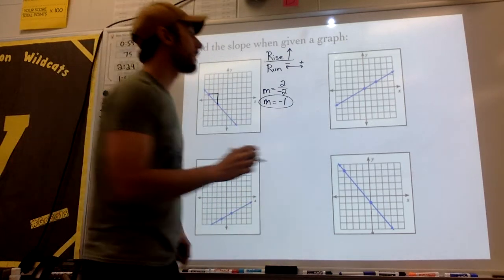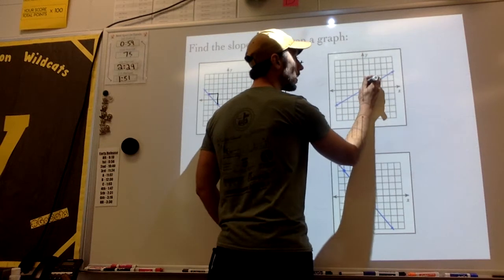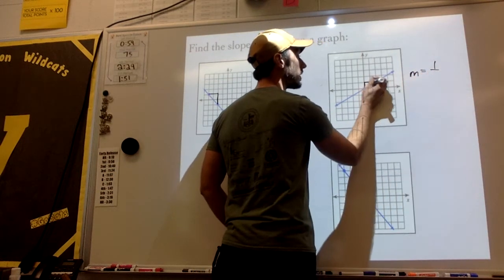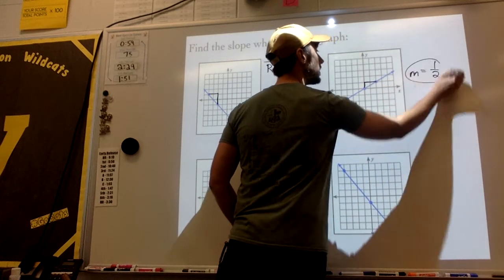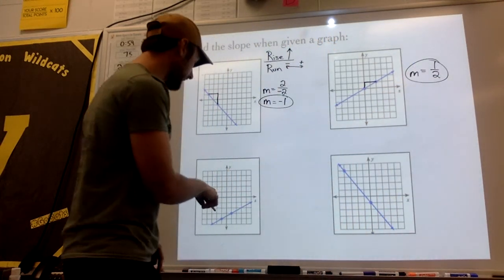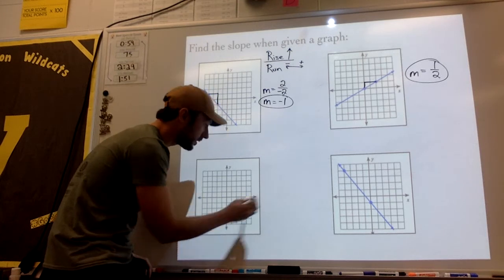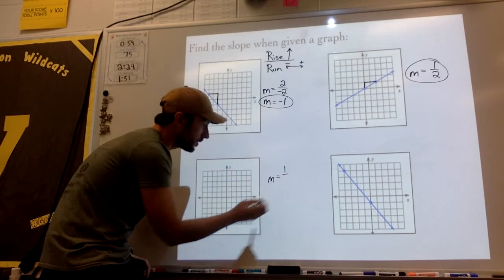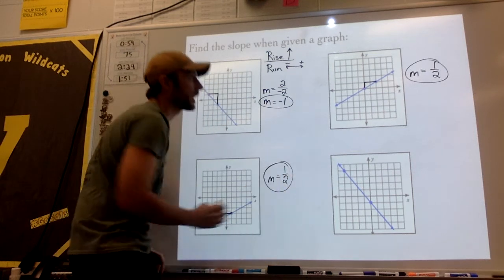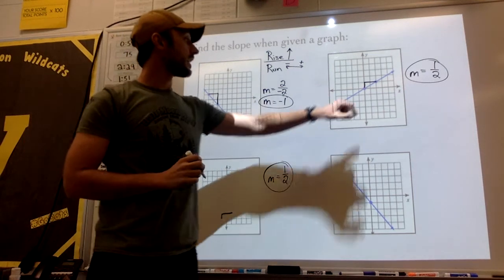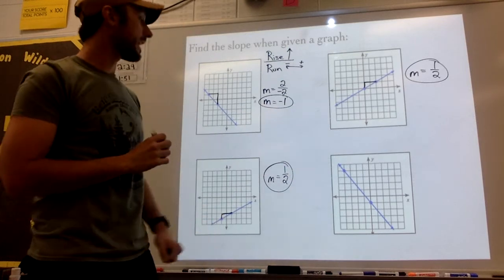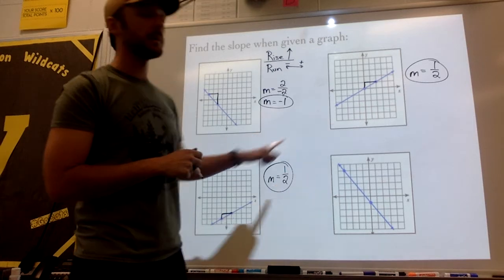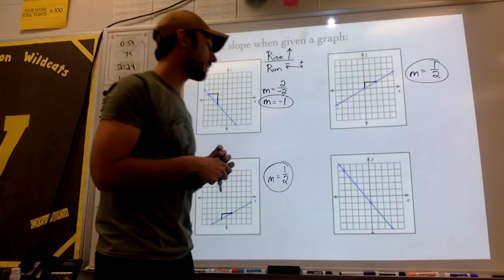Go over here. Pick my bottom point. I'm going to rise up 1. So my fraction is going to start with a 1 in the numerator. I'm going to run over 1, 2. So my slope is 1/2. Down here, I'm going to rise up 1. So m is going to equal 1 over something. Run over 1, 2. So 1/2 is my slope on that line as well. It just intercepts the y-axis at a different point. Besides that, it has the same slope. A little preview: these 2 lines would actually be parallel because they have the same slope.